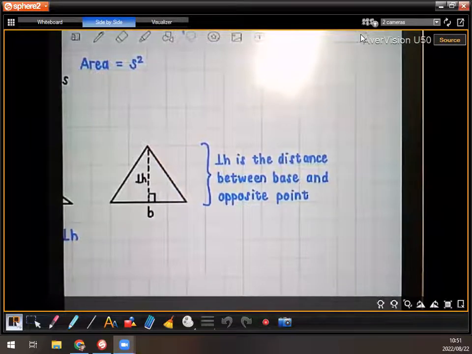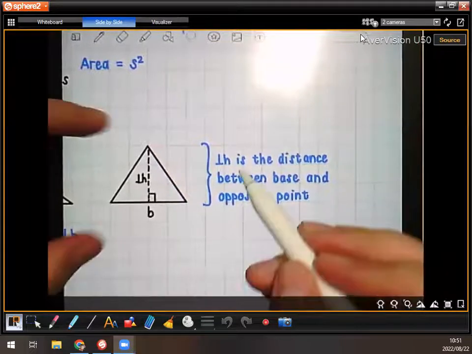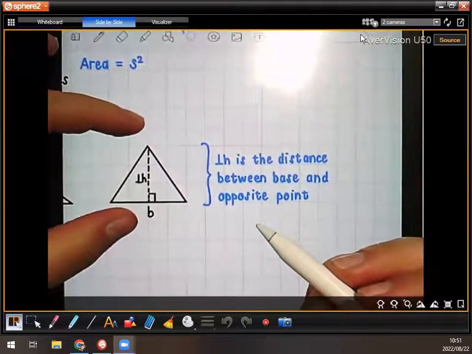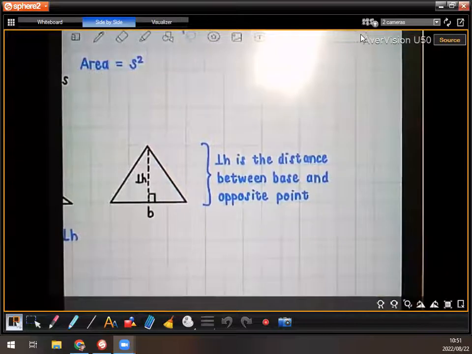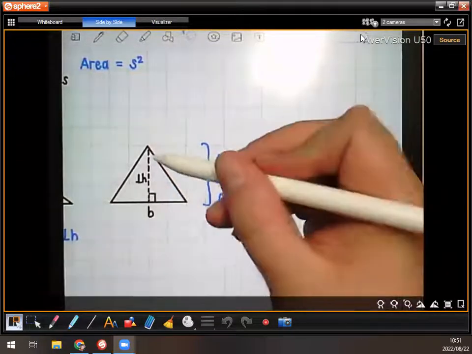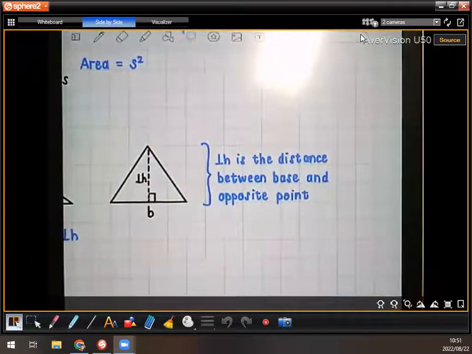Okay, does that make sense, guys? So literally the distance, not necessarily a side of the triangle, but the height of the triangle. Okay, if you had to take a ruler and measure how high this triangle is from the floor, it will be that height. Okay, so the perpendicular height is not always the side of the triangle.